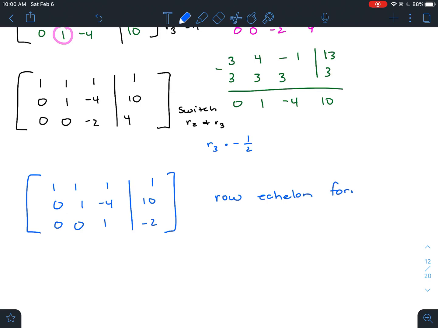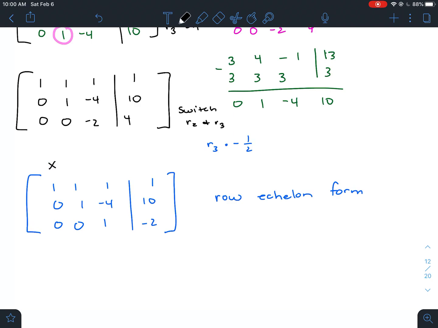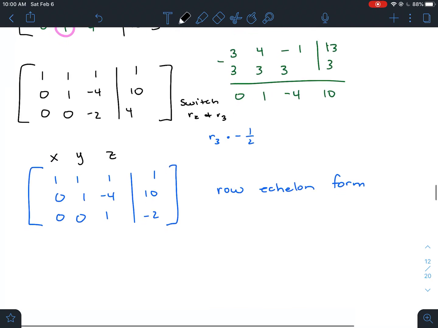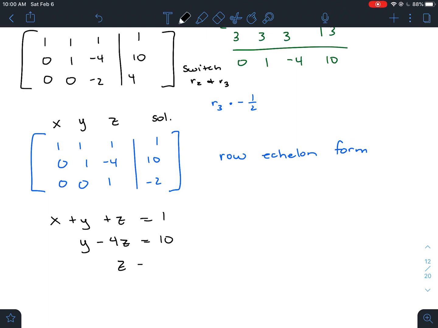Now, this is in row echelon form. Well, now what if I rewrote it as a system of equations? So remember, the first column is your x's, the second column is your y's, the third column is your z's, and that last column is your solutions. So now my system becomes 1x plus 1y plus 1z equals 1. I get 1y minus 4z equals 10, and then I get 1z equals negative 2. Well, now notice that z is already solved for.